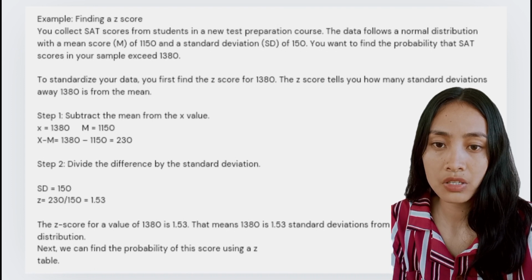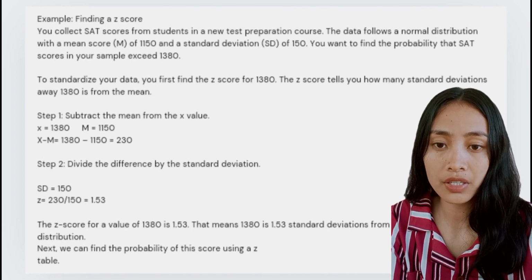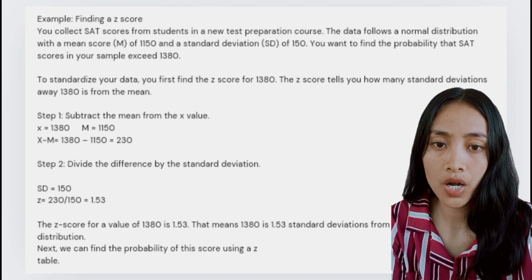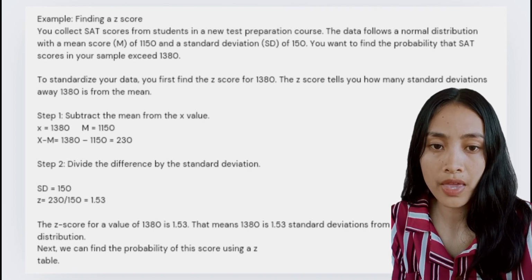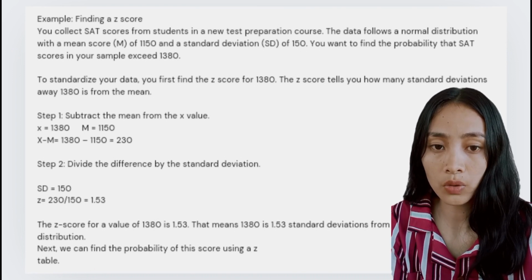1,380. So to standardize your data, you first find the z-score for 1,380. The z-score tells you how many standard deviations away 1,380 is from the mean. So step 1, subtract the mean from the x value. So the x value is 1,380, then the mean is 1,150.